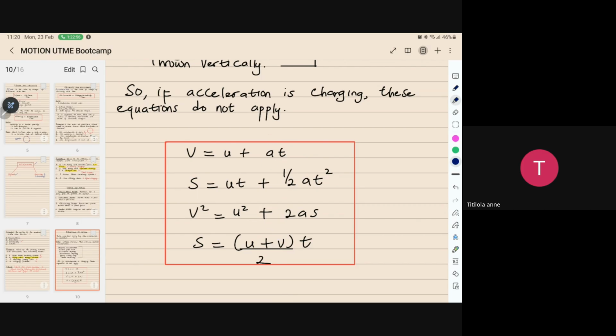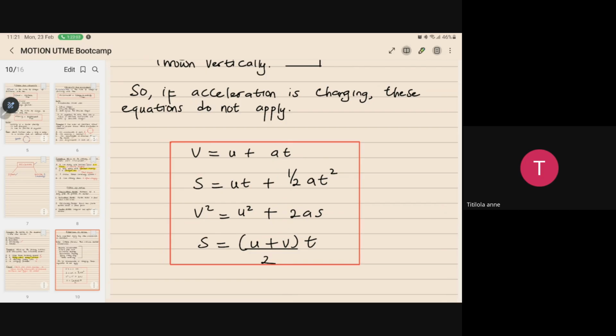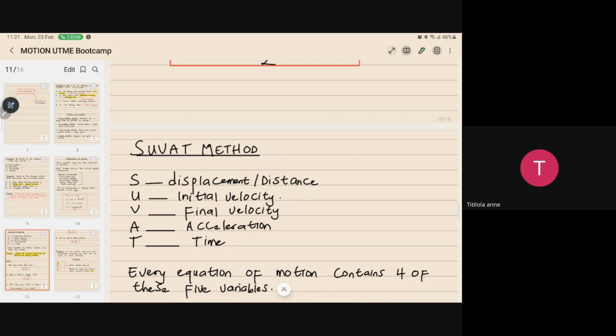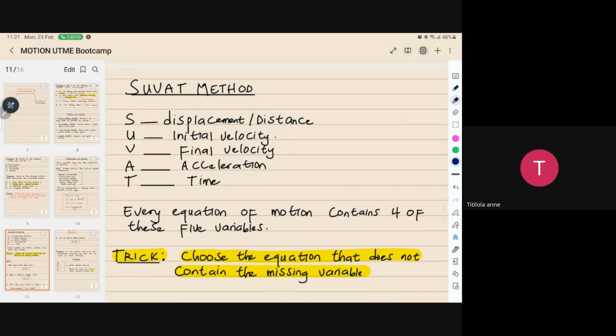So how do we apply these equations of motion? There's a shortcut, or a trick, that we normally use to remember these equations. But before then, let's look at something very important. We make use of what I call the SUVAT method, where S means displacement or distance, U is the initial velocity, V is the final velocity, A is acceleration, and T is time. These are like the parameters.